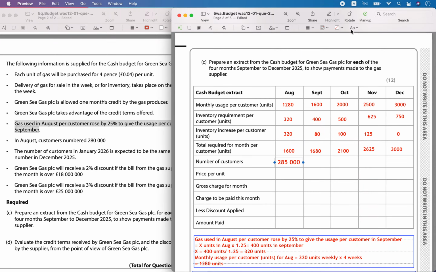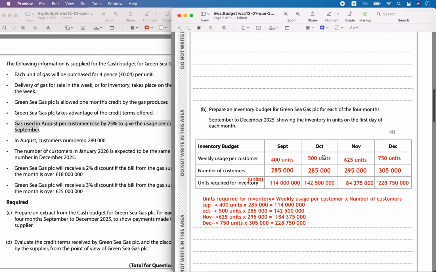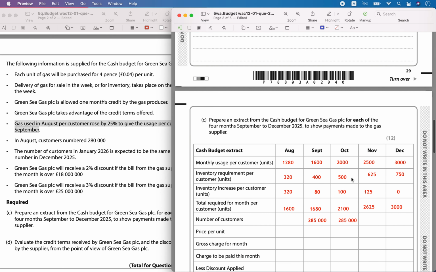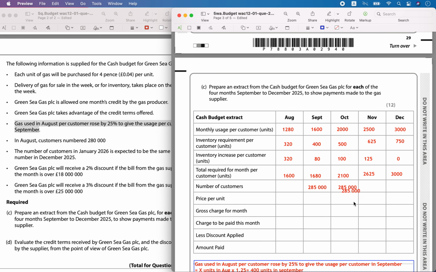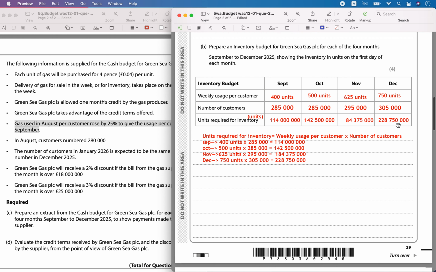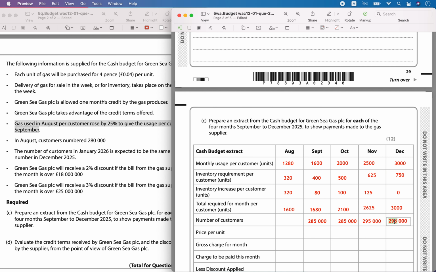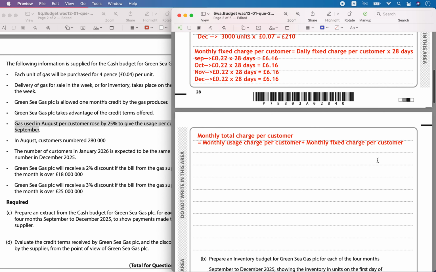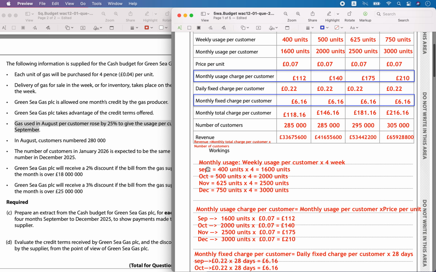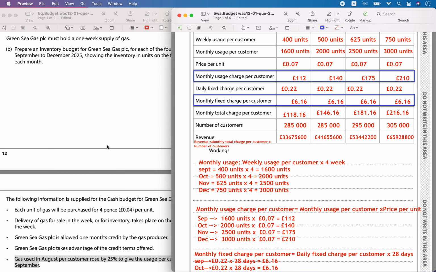Now let's fill in the column of number of customers. It is already given in part A. So it is 285,000 customers for the month of September, 285,000 customers for the month of October, 295,000 customers for the month of November, and 305,000 customers for the month of December.